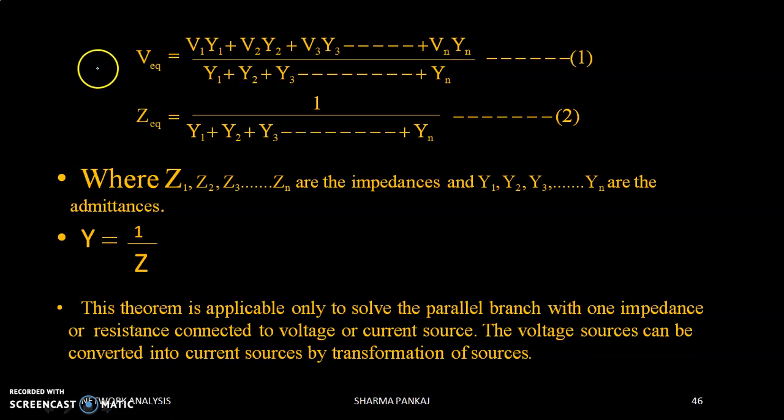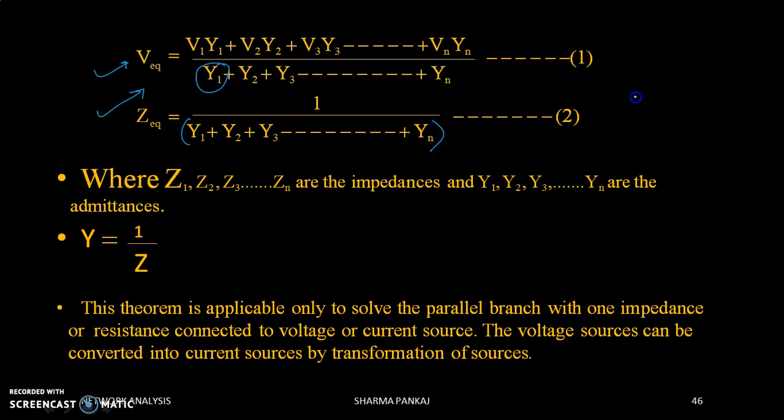See this, we have V equivalent. V equivalent can be written as V1 Y1 plus V2 Y2 plus V3 Y3 up to Vn Yn, divided by the admittances Y1 plus Y2 plus Y3 up to Yn. Here Y1 is your admittance 1, and Z equivalent can be found out by the reciprocal of all the admittances taken together.